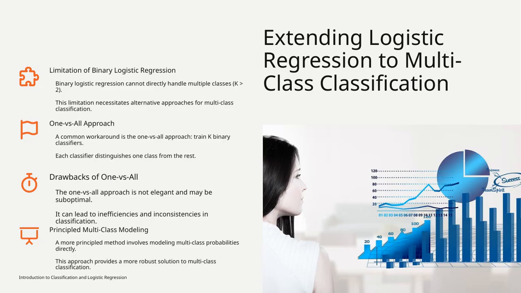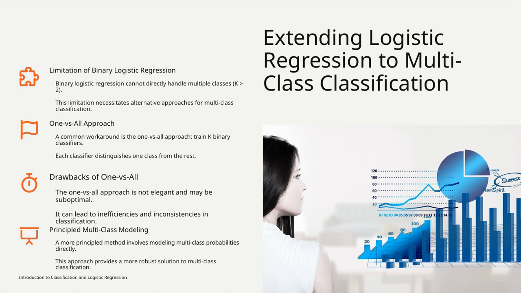Now, let's talk about some limitations of binary logistic regression. As the name suggests, binary logistic regression is designed for situations where we have just two classes. It cannot directly handle scenarios with more than two classes, meaning when k is greater than 2. This limitation means we need to look for alternative methods when dealing with multi-class classification problems.